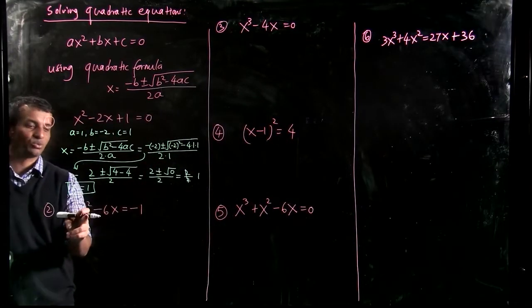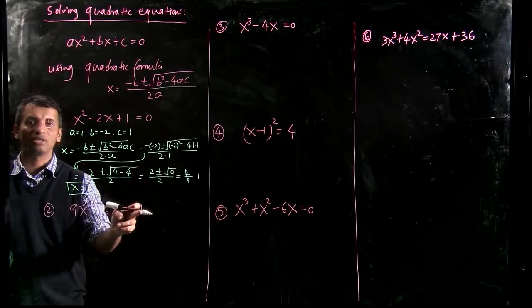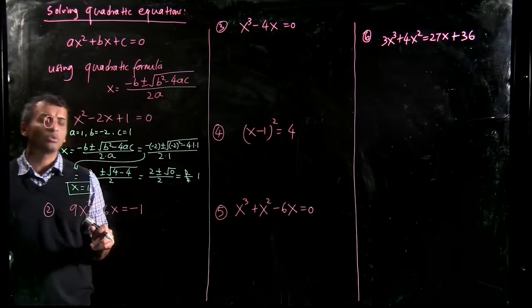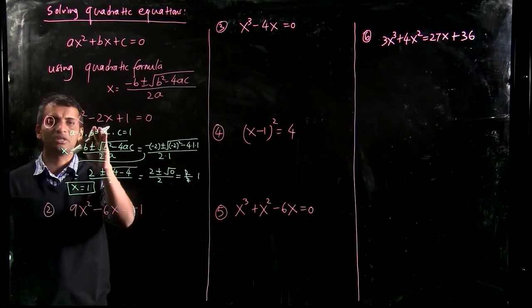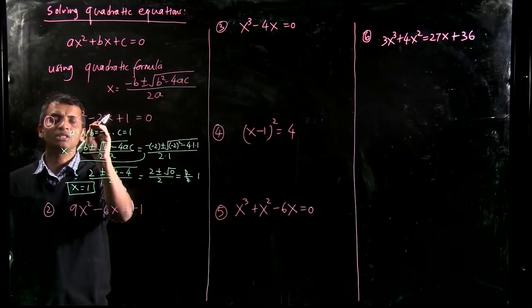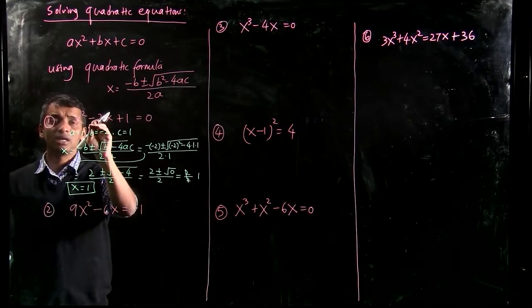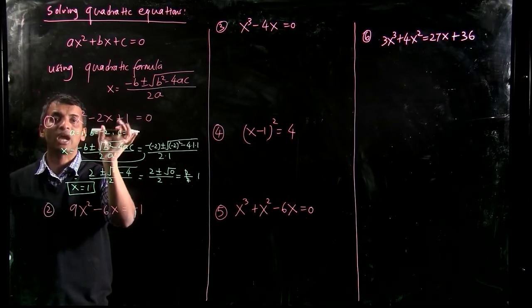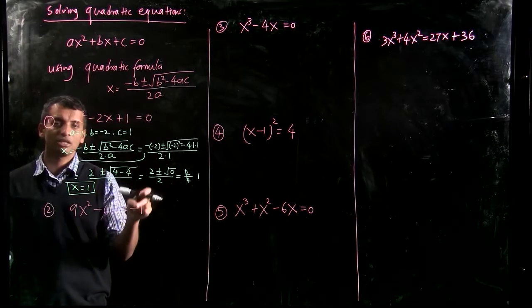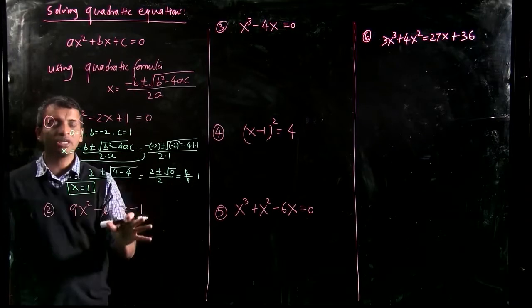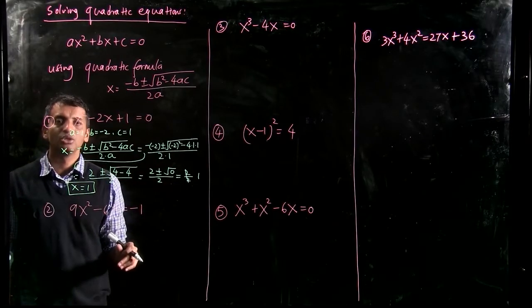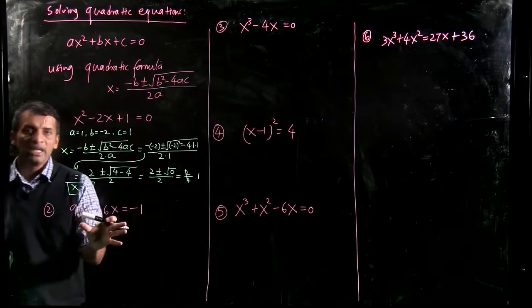Alright, next is example number 2. You want to solve 9x squared minus 6x equals negative 1. As a note, you can solve this equation differently too. There is another method called factorization. You can get 2 factors and then solve that. That is also possible, but I'm showing here how to use the quadratic formula to solve a quadratic equation.